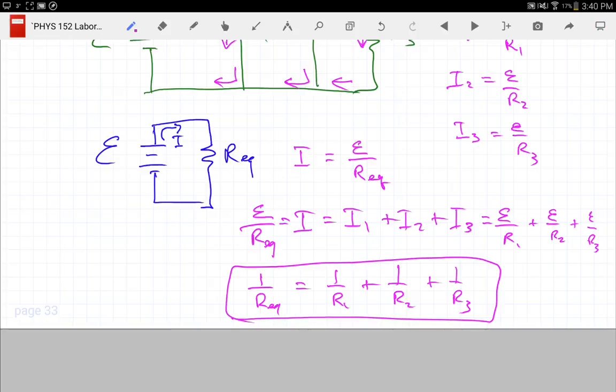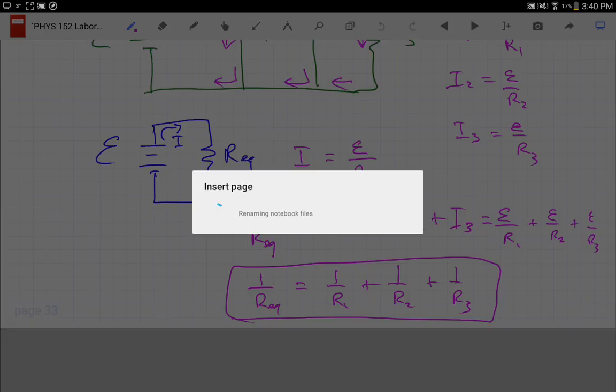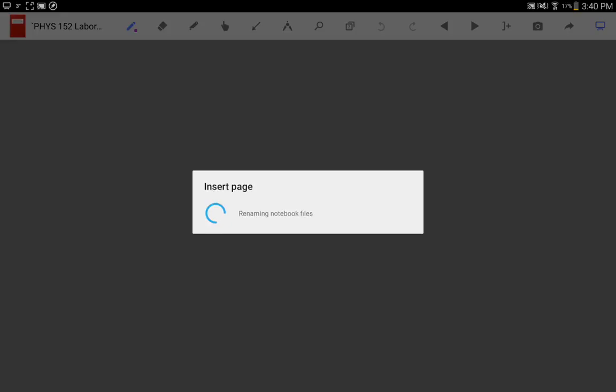Now you might ask, wait a minute, there was an EMF in every single term. Why is there no EMF in my answer? Yeah, it was in every single term, so I canceled it out. So that's how resistors add when you put them in parallel.